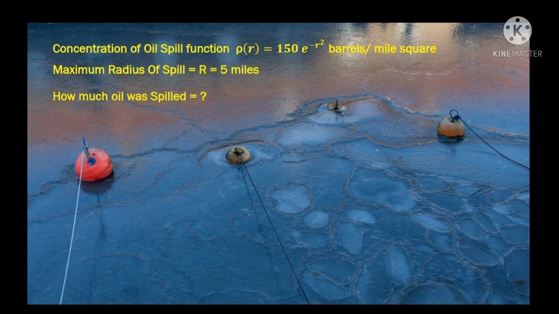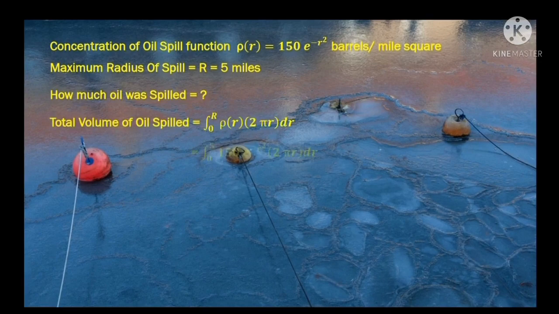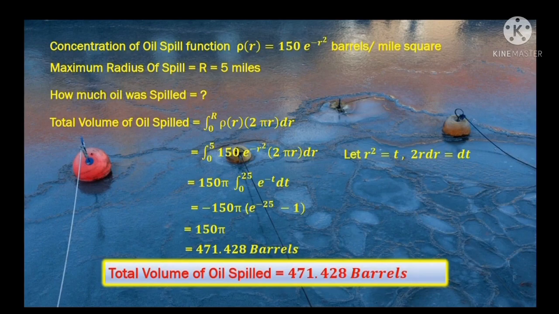So friends, the region of the oil spill can be found using the disk method of integration to arrive at this formula. And friends, by substituting the different values, we can conclude that the total volume of oil that is spilled is 471.428 barrels.